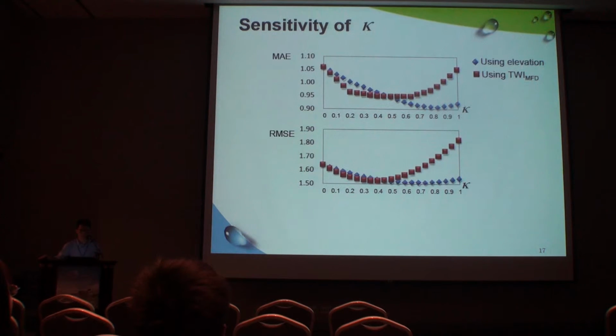And we also studied the sensitivity of the K value. When K equals 0, only spatial autocorrelation is considered, and when K equals 1, only environmental condition is considered. But the best values of the MAE, mean absolute error, and root mean squared error are when K is between 0 and 1.